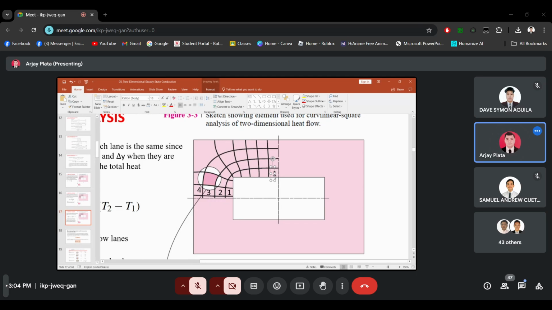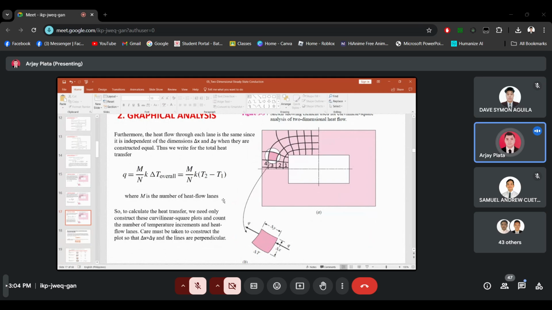1, 2, 3, 4, 6, 7, 8. So we have 8. 1, 2, 3, 4, 5, 6, 7, 8. So we have 8 isotherms, and 8 adiabats, or heat flow lanes.